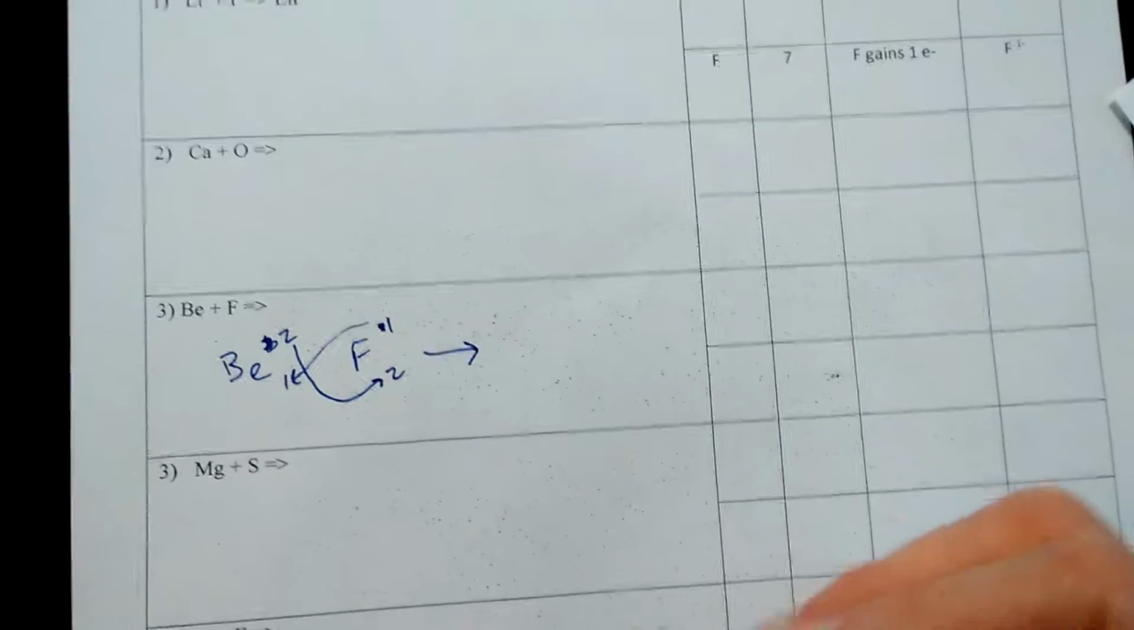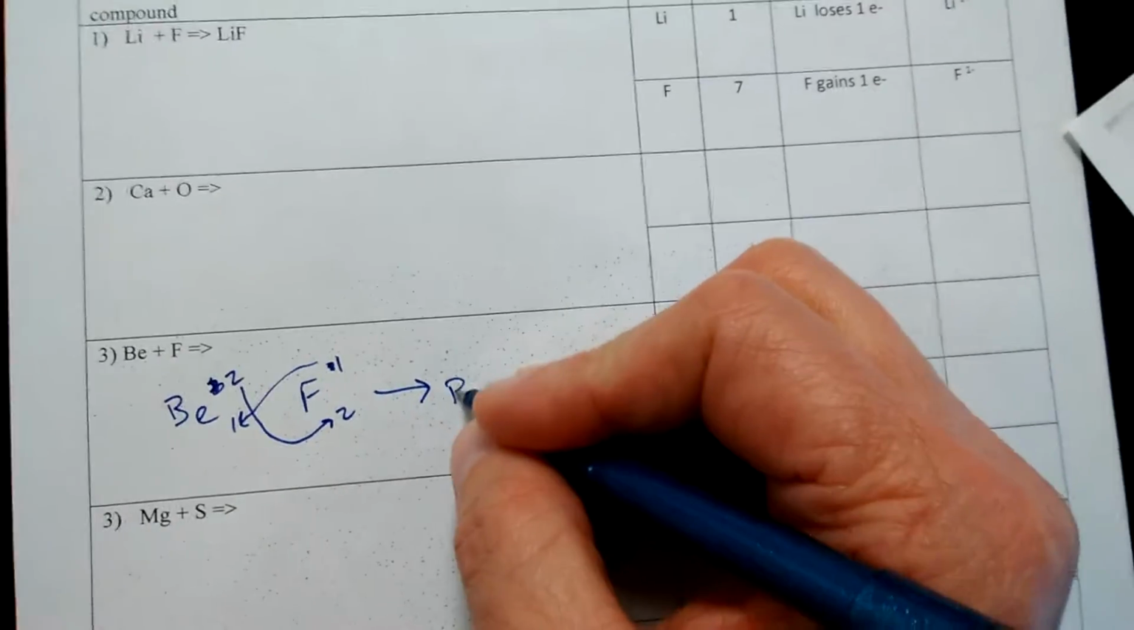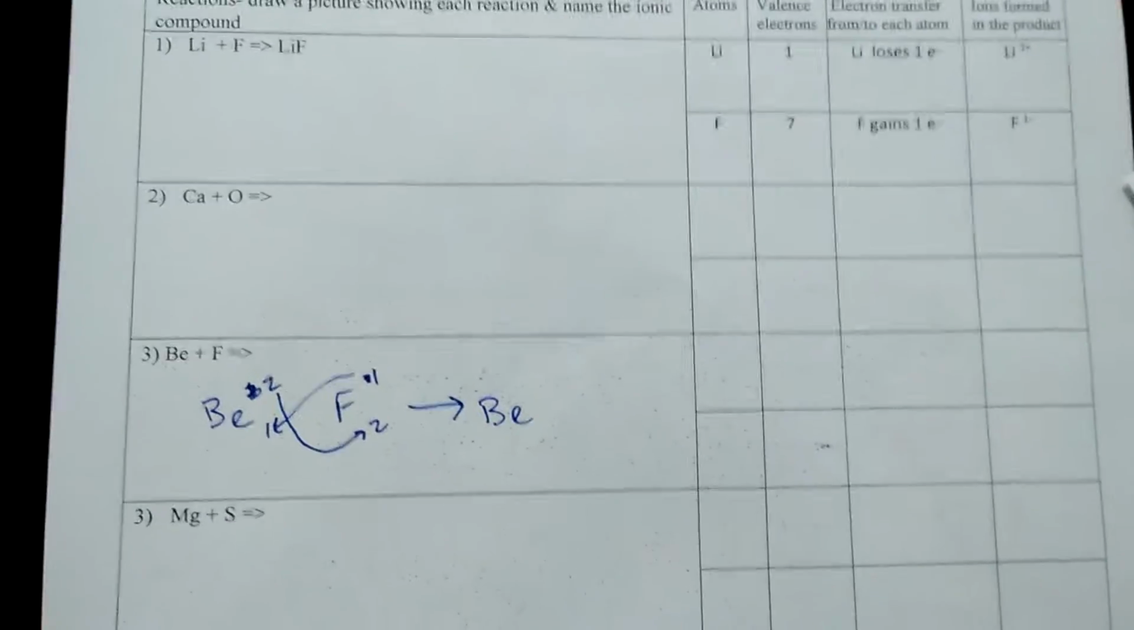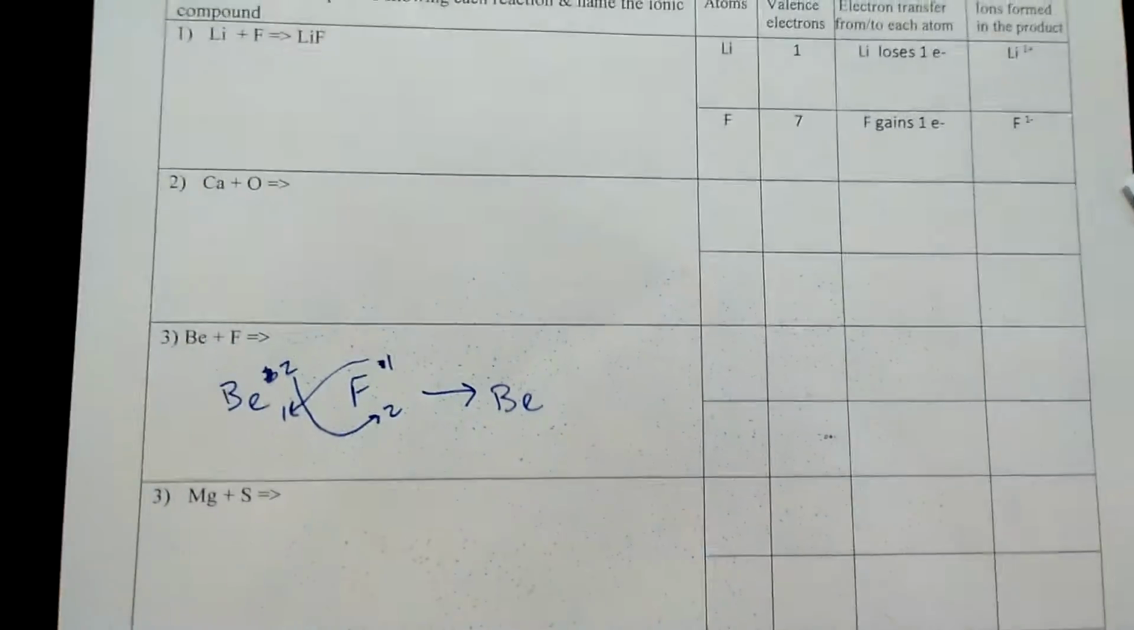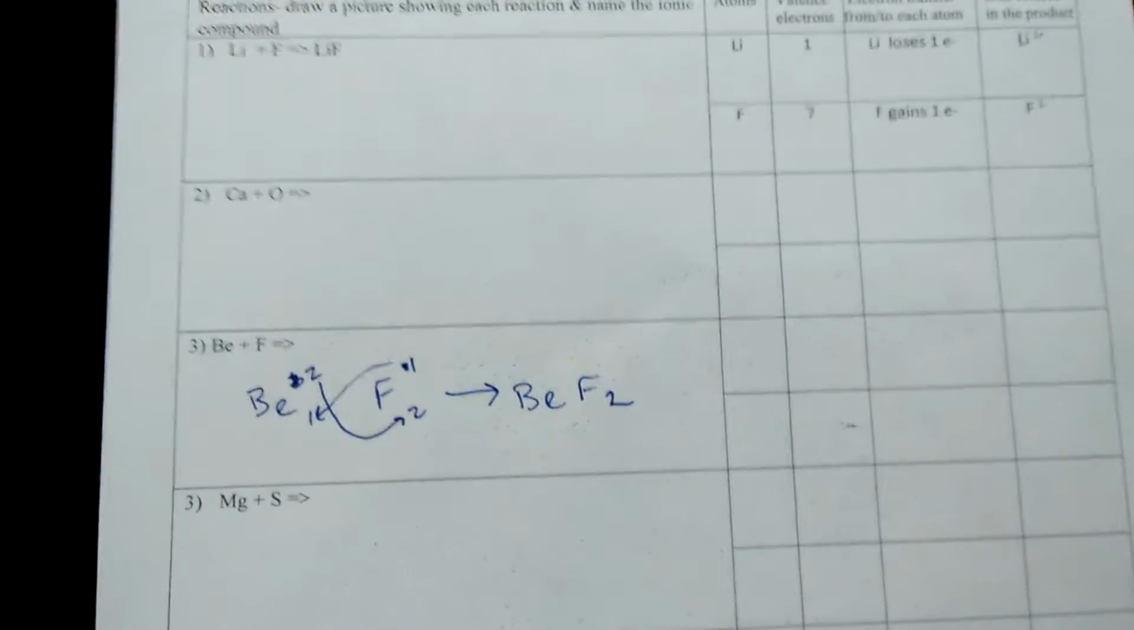When we write our final formula, remember whatever one was positive has to go first, so it's the Be. Also remember not to write down the number 1. You can write anything else down but 1. And then we'll put in our F2.